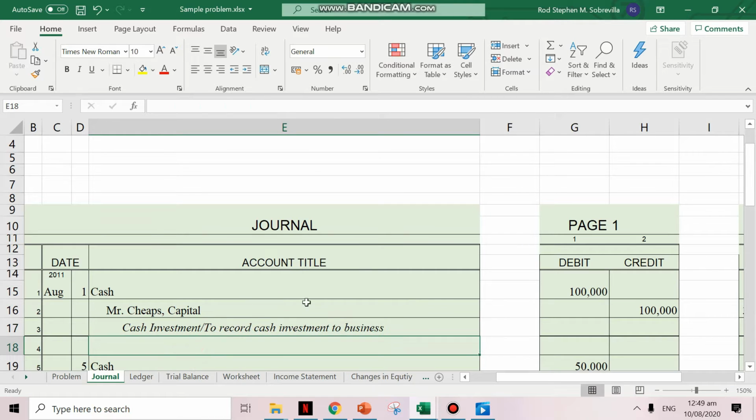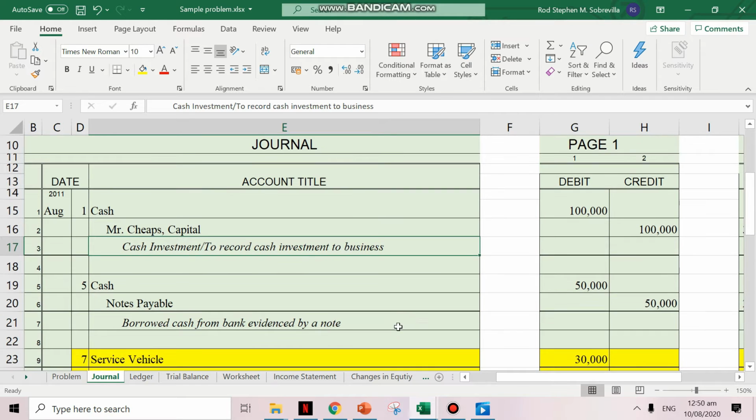Yan. Again, ano yung huwag natin kakalimutan? Una, page number. Pangalawa, year. Pangatlo, month. Yung date. Debit, itapat mo dito sa debit column. Then credit, proper indentation. And then tapat mo sa credit column. And another indentation for the description. Huwag kakalimutan yung mga yan.